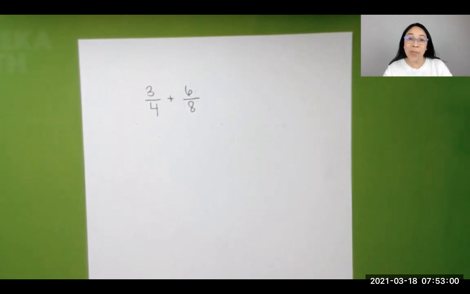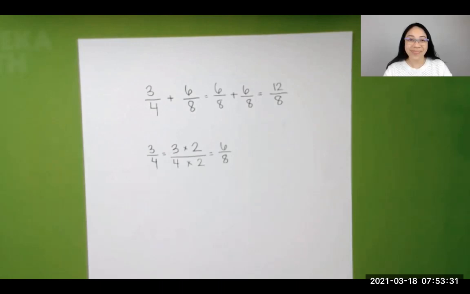On your paper, please write 3/4 plus 6/8. Now, I'd like you to go ahead and pause the video here to determine the sum of 3/4 and 6/8 by converting to equivalent fractions. As you do so, go ahead and explain aloud the process that you're going to be using. We'll compare our work when you return.